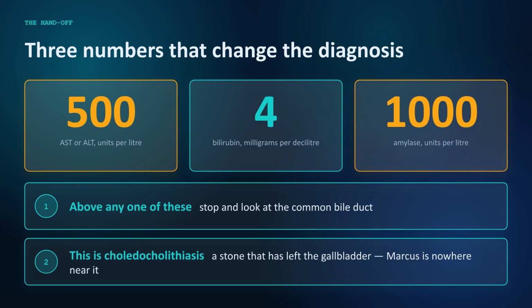Now the 3 numbers that should change your direction. If the aspartate or alanine transaminase is above 500 units per liter, if the bilirubin is above 4 milligrams per deciliter, or if the amylase is above 1,000 units per liter, stop and think about the common bile duct.